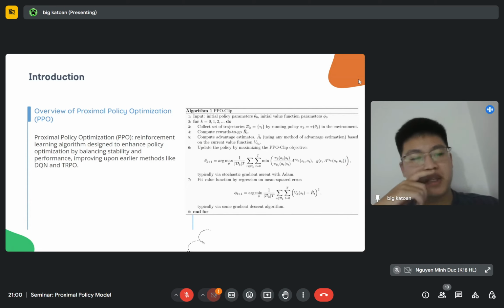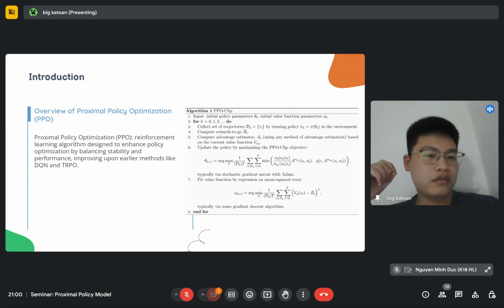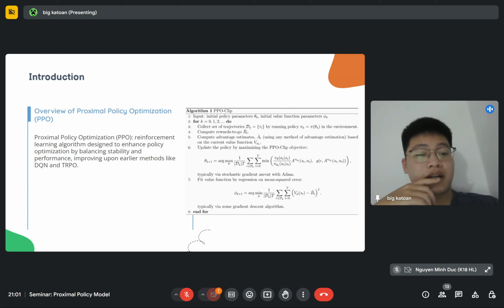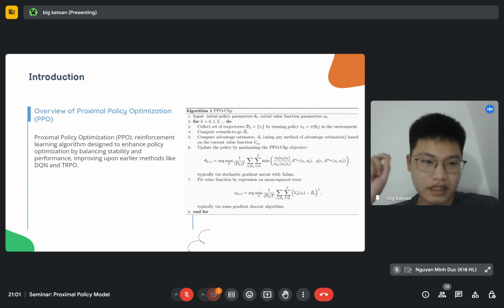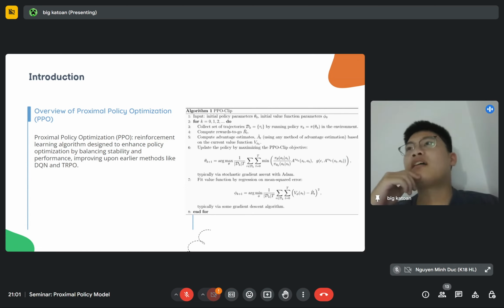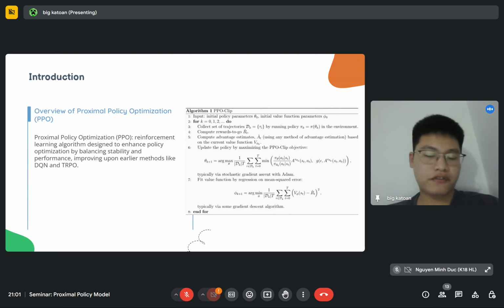So what is PPO? PPO is a reinforcement learning algorithm designed to enhance policy optimization by balancing stability and performance, improving upon earlier methods like DQN and TRPO. This is the algorithm designed to enhance the policy. Policy is the way we choose an action, or currently in LLMs, the way we choose the words for a sentence.